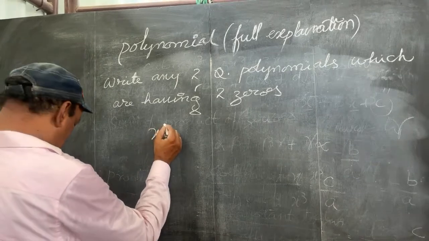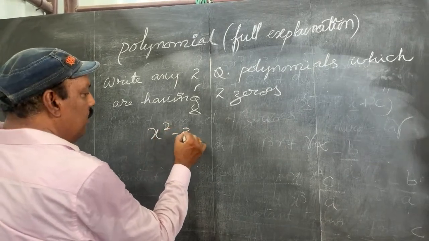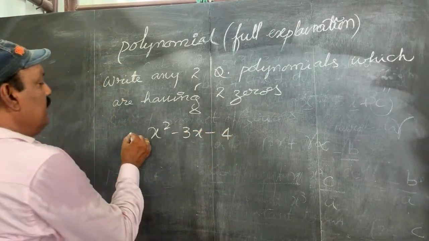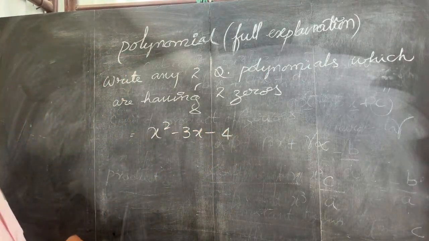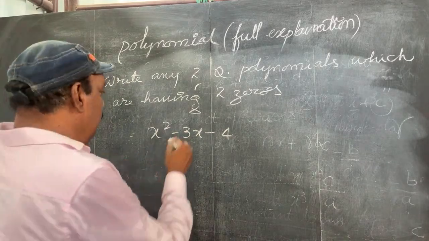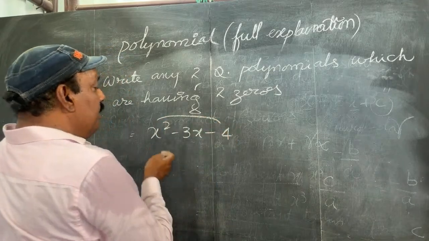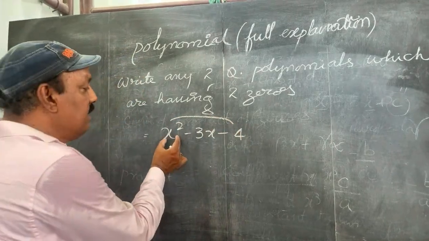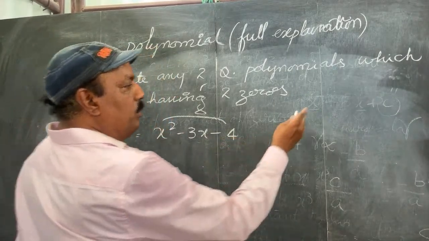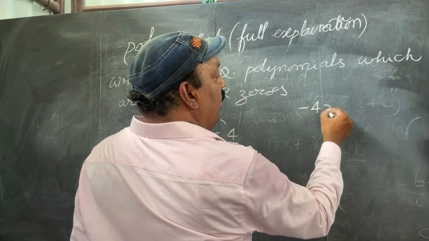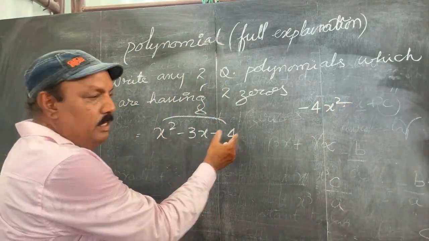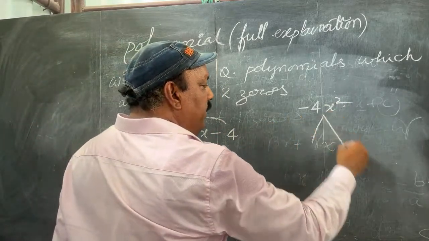One example is x square plus 3x minus 4. This is a quadratic polynomial which has two zeros. You can see how to find it. First of all, you have to multiply the x square with minus 4. How much will you get? X square into minus 4 means minus 4x square. We have to find the factors for this.